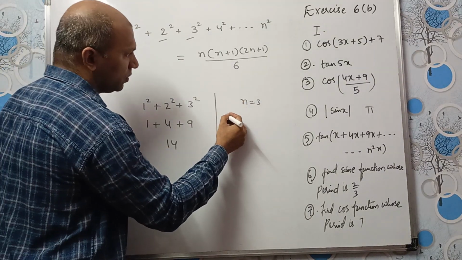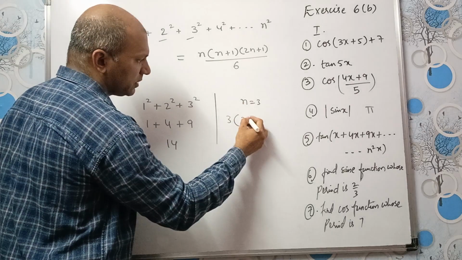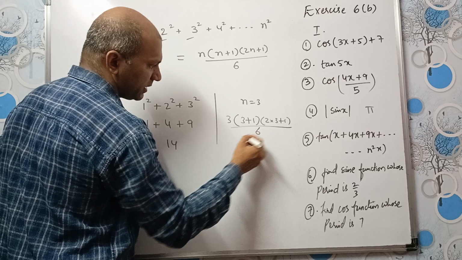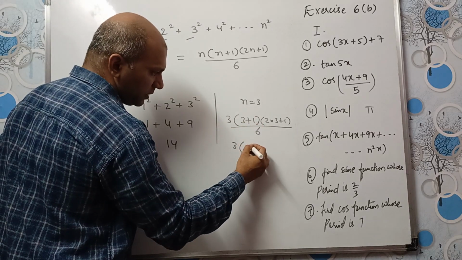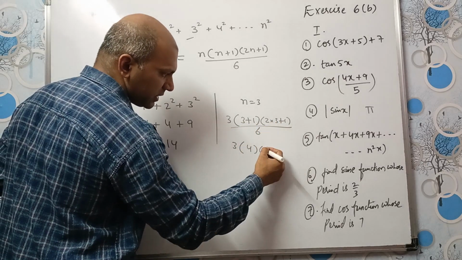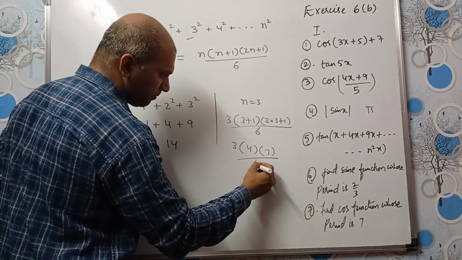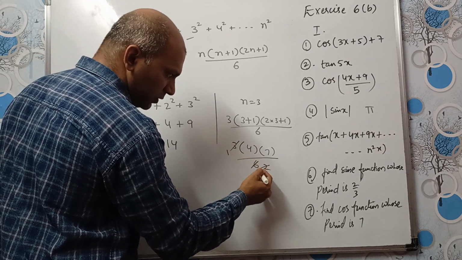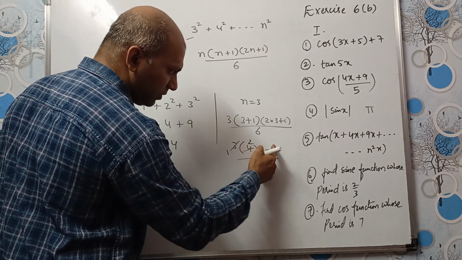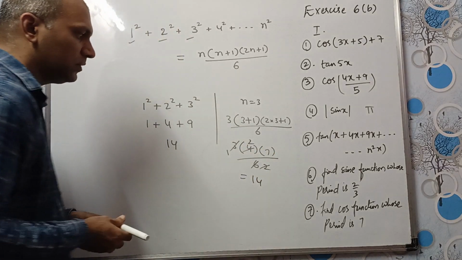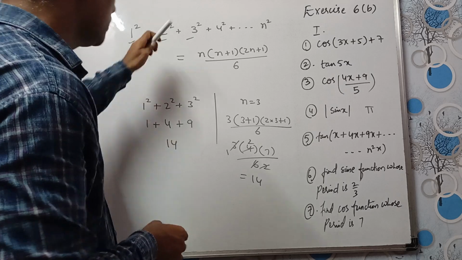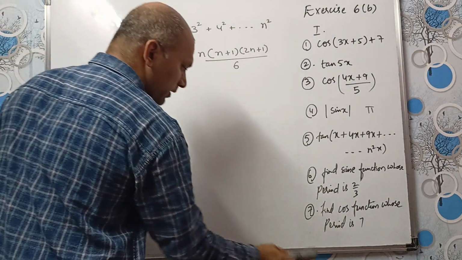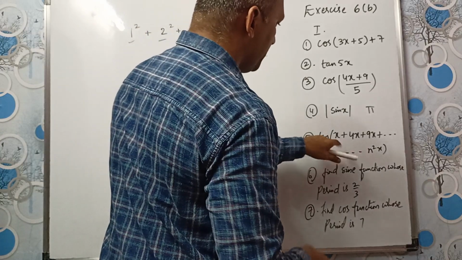Okay, so n is equal to 3. It is 3, this is 3 plus 1, this is 2 into 3 plus 1, divided by 6. So this is 3, this is 4 now, 2 threes are 6, 6 plus 1 is 7, divided by 6. 3 ones are 3, 3 twos are 6. So what do we have? 2 sevens are 14. So 14 is equal to 14. Okay, I hope you understood this. Now we will use this formula to find the period of this.